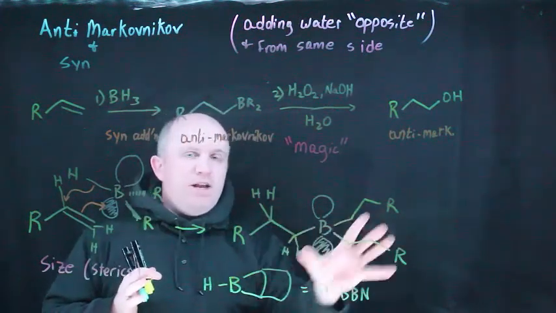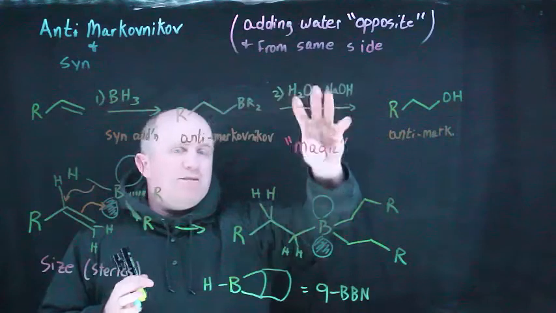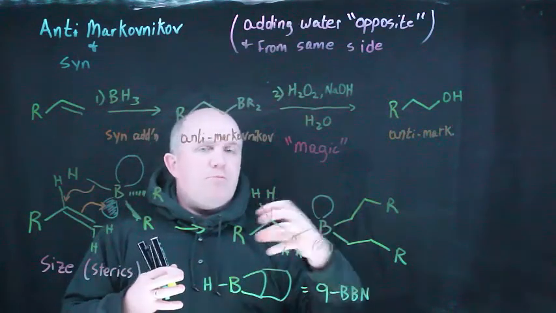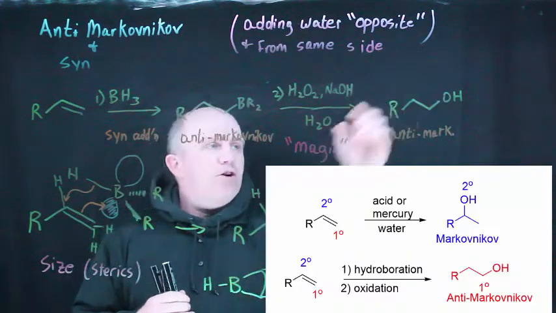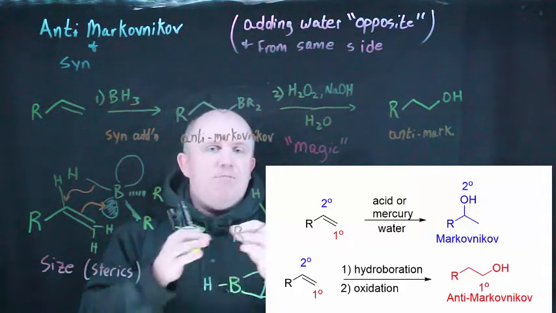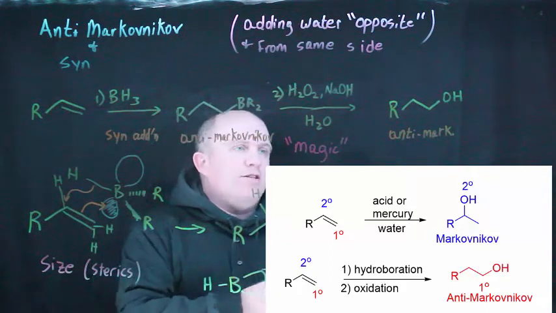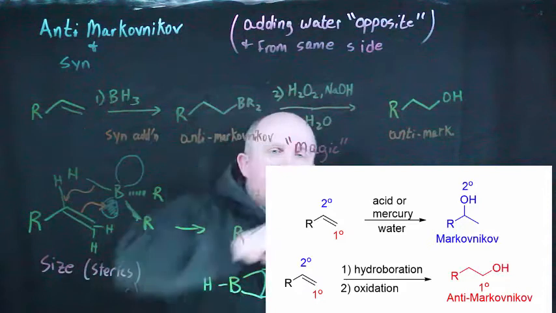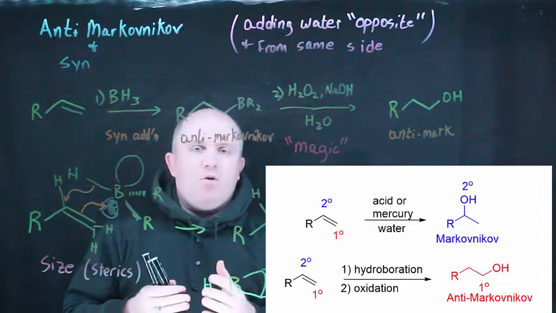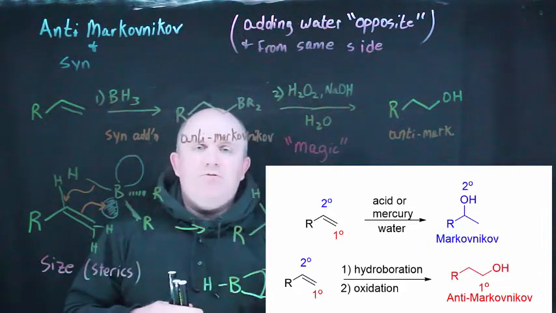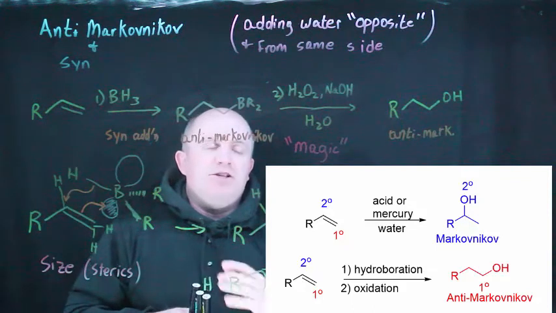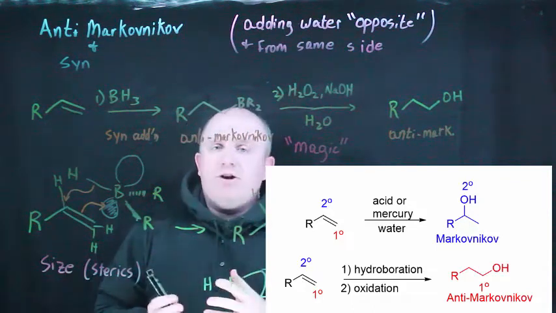None of this intermediate stuff matters because then we're going to run some magic to remove the boron and replace it with an alcohol. So the overall addition is an anti-Markovnikov addition of water across a double bond. This is just a tool in your toolbox for achieving that if you want to add water, but not the regiochemical outcome you get when you simply use acid plus water or mercury plus water.